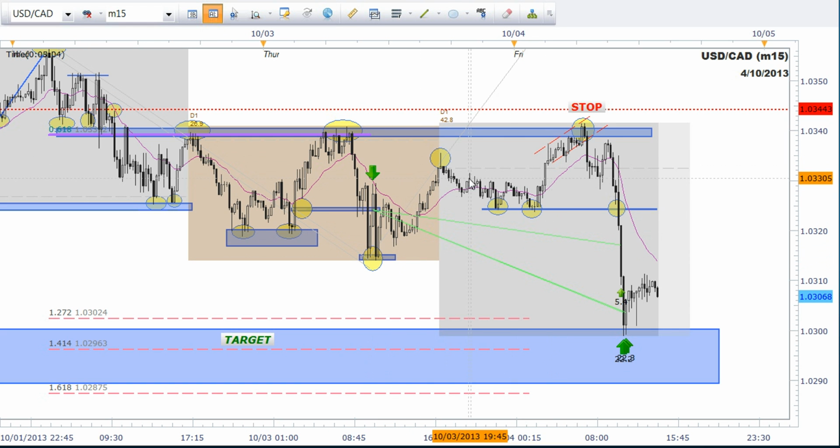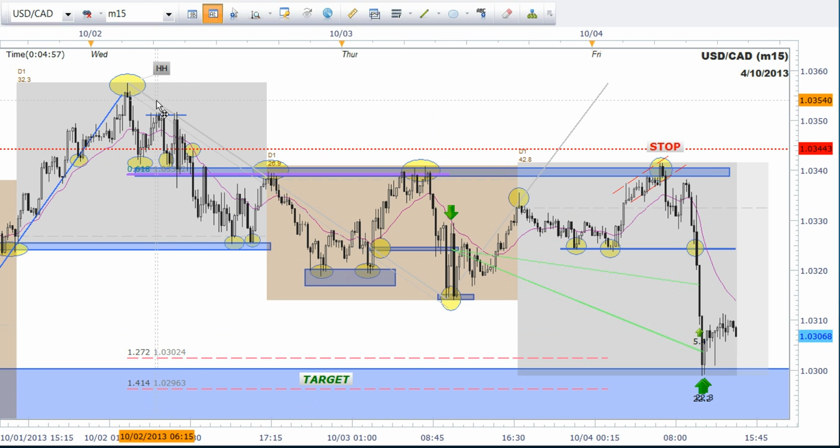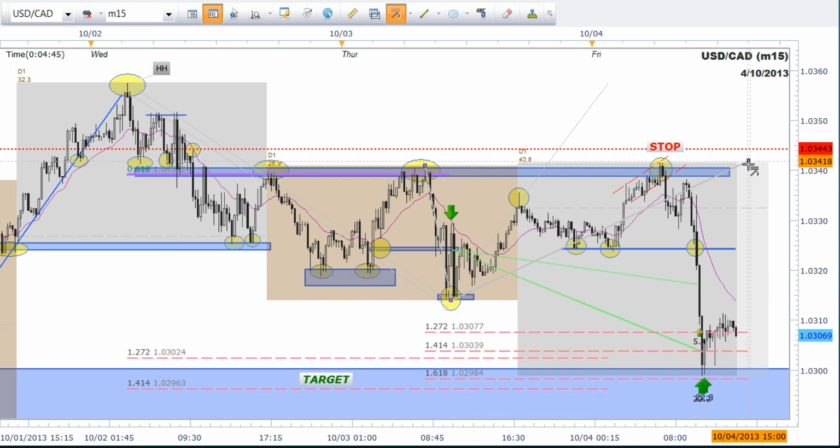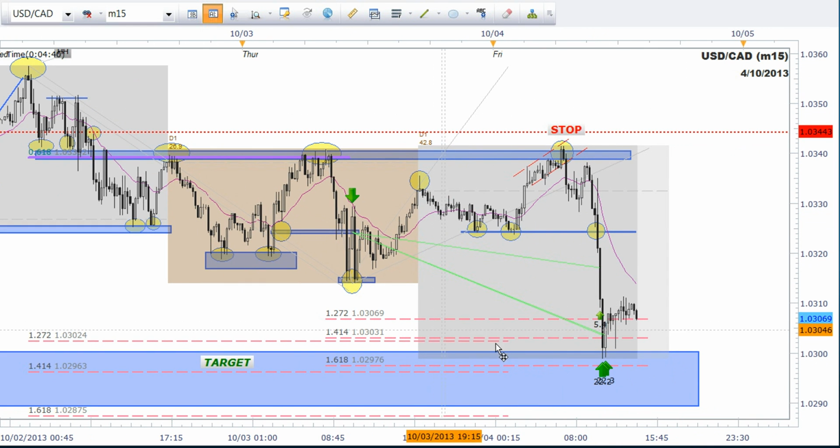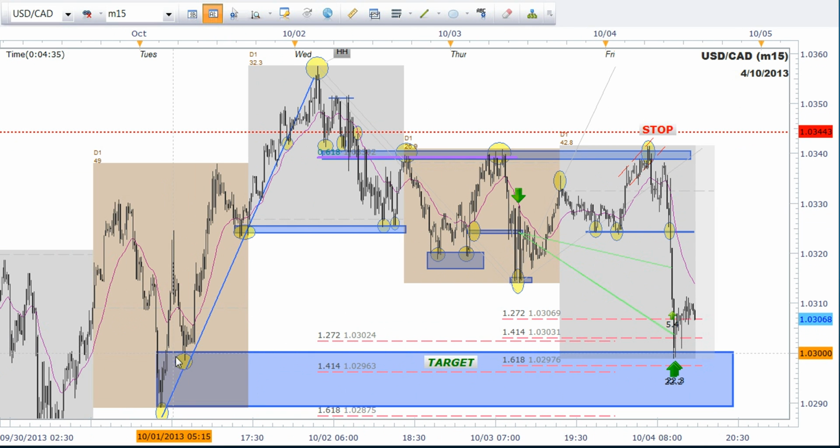I thought, what else can I do to suggest where it might terminate? So now that I had this additional information, originally I had a fib expansion going from here down to here and back up. I can now do another one from this high down and then back up. And now I'm getting a cluster of fib expansion levels, which is aligning with my earlier identified support level.